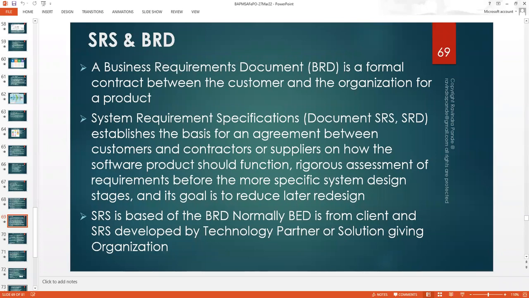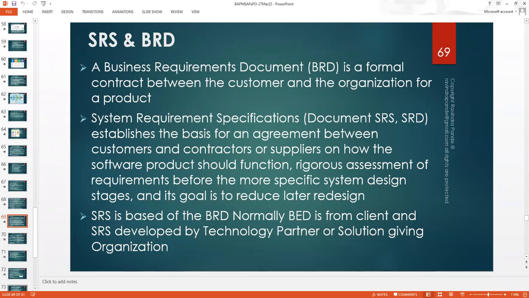Okay, let's just understand this. There could be a scenario where even your interviewer says BRD and SRS are the same, similar thing. So don't get yourself confused. Let's try to understand. A business requirement document is a formal contract between the customer and the organization for a product. So the BRD includes a contract. The system requirement specification establishes the basis for an agreement between the customer and the contractors or suppliers on how the software product should function.